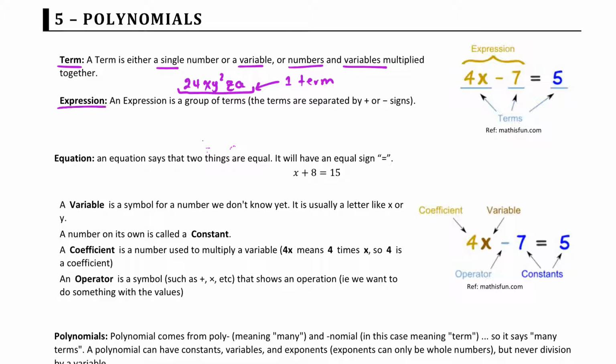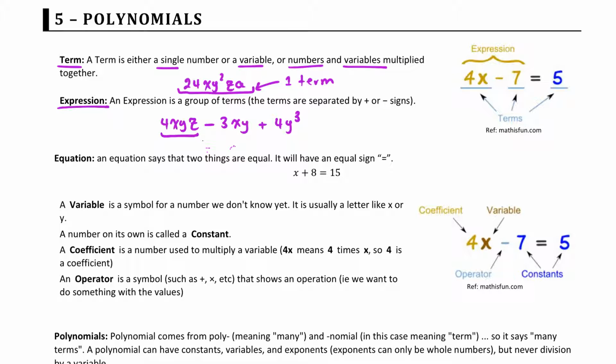An expression is defined as a group of terms, and these terms are usually separated by a plus or negative sign. So to give an example, I can have 4xyz minus 3xy plus 4y cubed. As you can see, the first term over here has three variables and one number associated with it. However, it still counts as only one term because it's a multiplication of 4, x, y, and z.